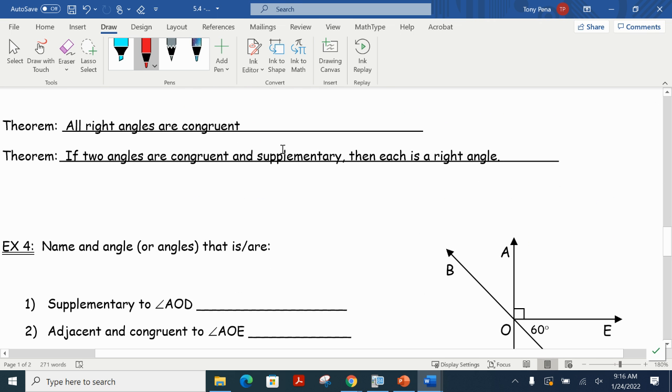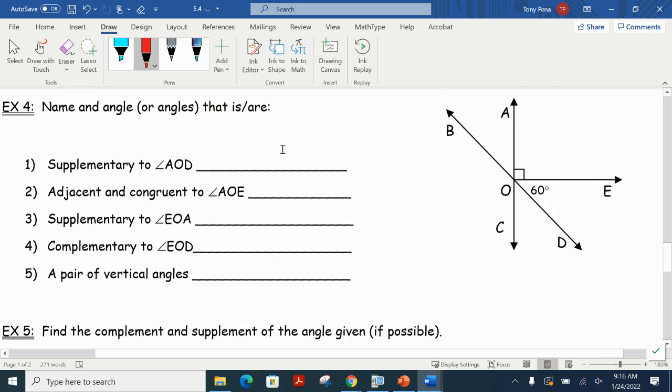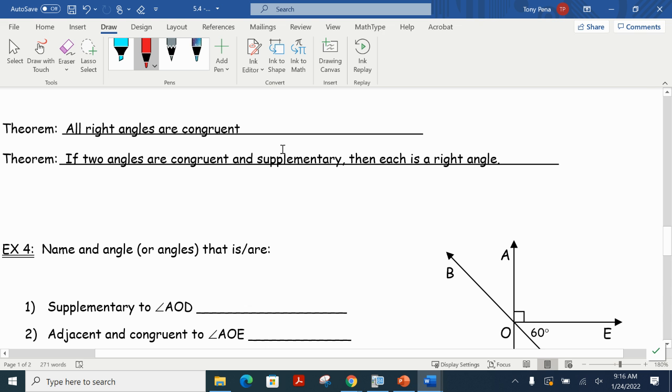All right. Next page. Last little theorem here, and then we'll just go through a bunch of these problems. This should be pretty obvious to you. All right angles are congruent. That's because that is implied: all right angles are 90 degrees, and congruency just means they have the same degree measure, so that's pretty obvious.